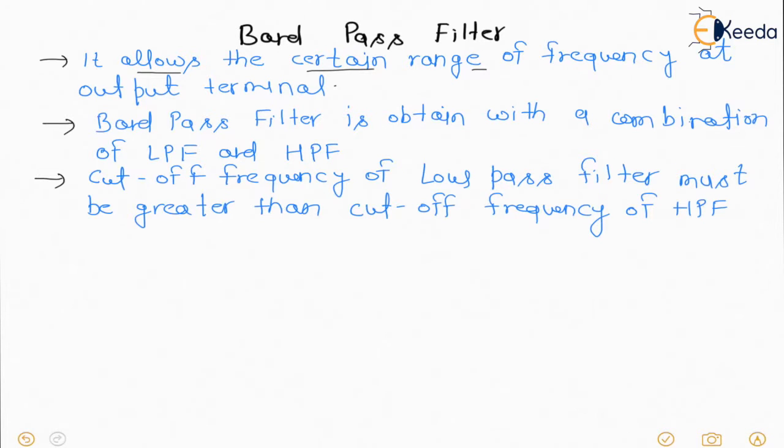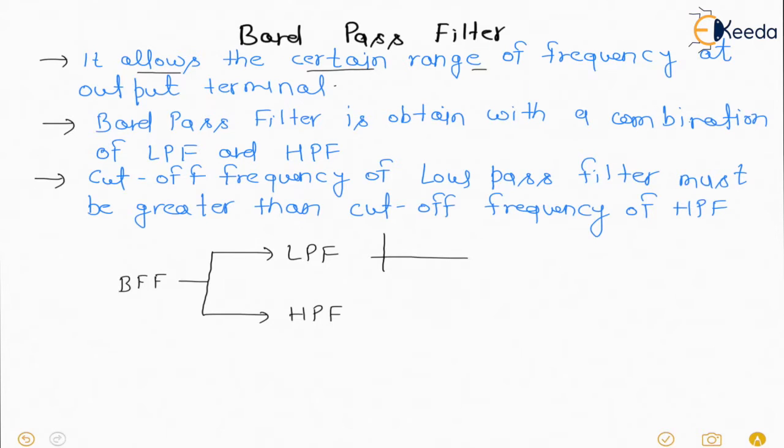Next point is band pass filter is obtained with a combination of low pass filter and high pass filter. Now we are going to discuss. And the third one is the cutoff frequency of low pass filter must be greater than cutoff frequency of high pass filter. This also I'm going to explain. The band pass filter is made of two filters, basically low pass filter and high pass filter.